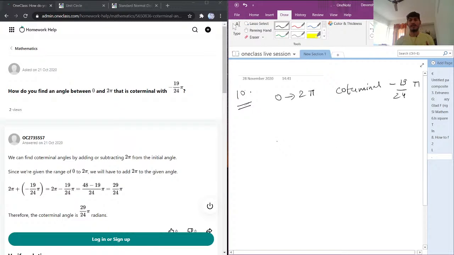So basically a coterminal angle, I'll just tell you with a diagram. Let's say this is my axis, and this is my angle. Let us say this is 30 degrees. So coterminal angles are basically the angles which have the same terminal side. One angle will come from here going anti-clockwise, and this will go clockwise.